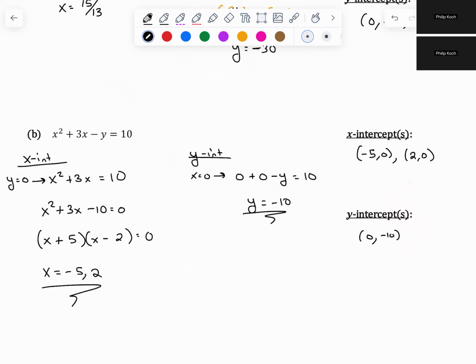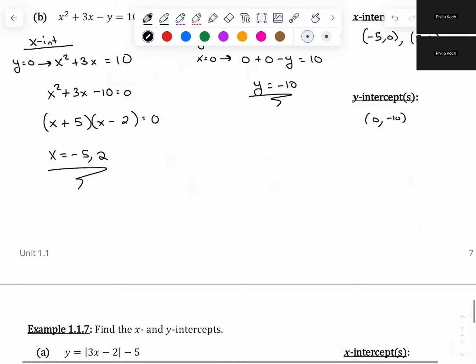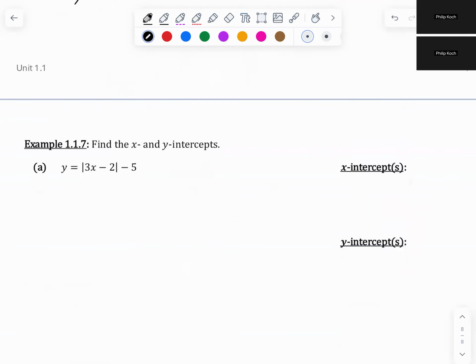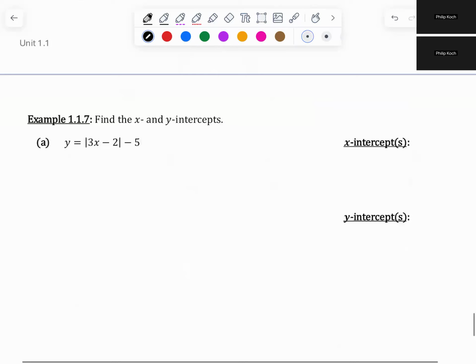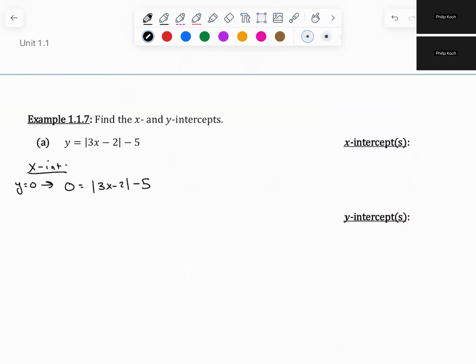One more problem. Find the x and y-intercepts of this absolute value equation. Haven't really dealt with those in a while, but let's do it together because this one's a little bit weird if you haven't seen absolute values in a while. So for the x-intercepts, we're going to set y equal to 0. That is, we've got 0 equals the absolute value of 3x minus 2, minus 5. And so we've got to solve that.